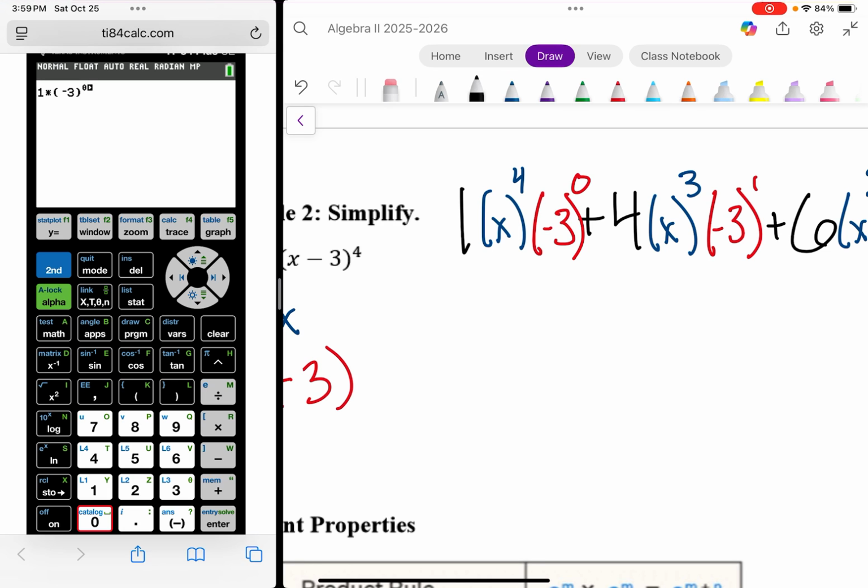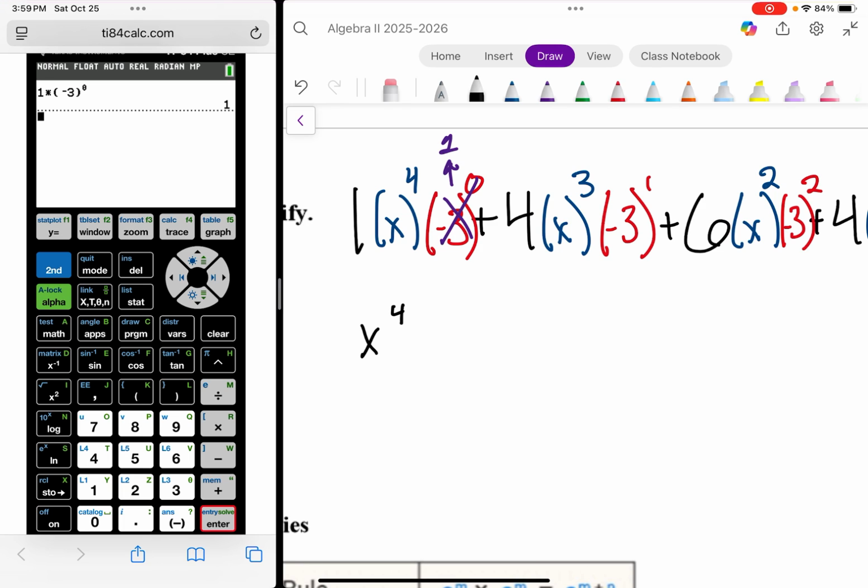So this first one, we have 1 times -3 to the power of 0. That will come out to be 1, because remember, anything to the power of 0 equals 1. So that gives us 1x to the power of 4. Then our next one, we have 4 times a -3 to the power of 1. And that comes out to -12x cubed.